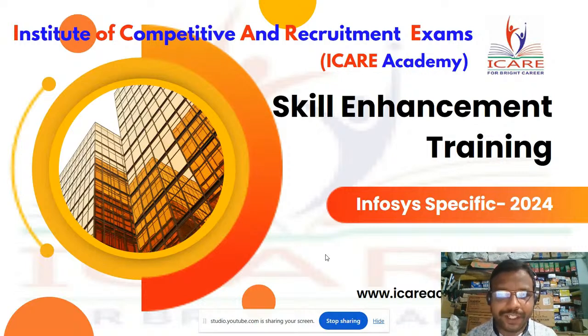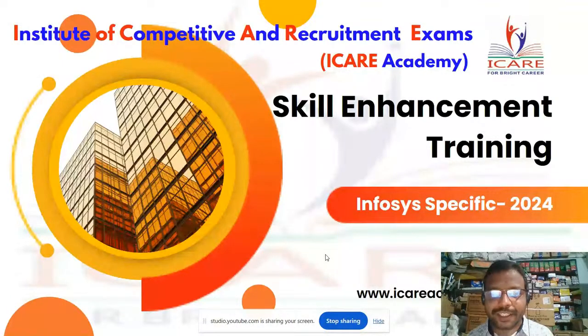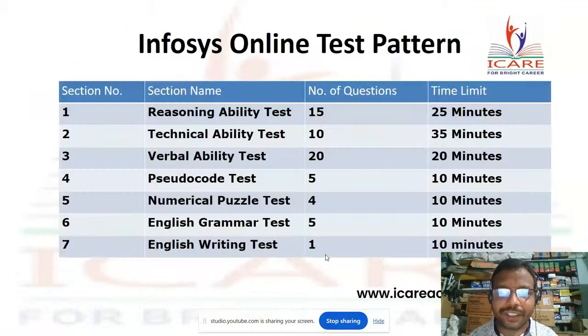So in this video, we are going to explain what are the different sections and what type of questions they recently asked in Infosys. For example, if you have to take the Infosys test, a total of 7 sections are there. Hope some of you have some idea about this particular section. Reasoning ability test: 15 questions, 25 minutes.